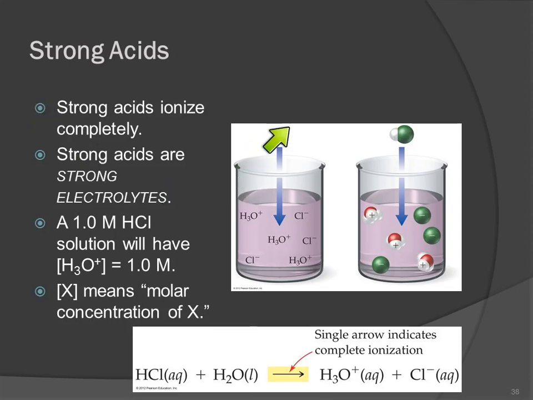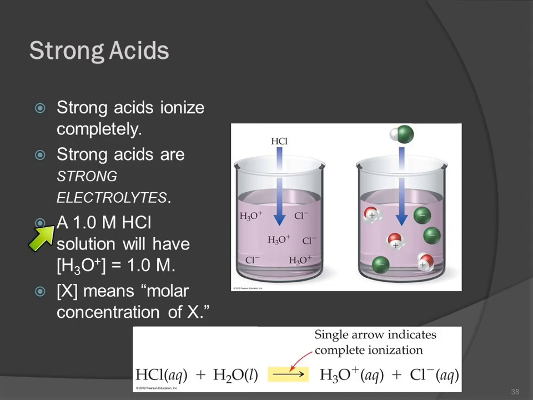So here we have an illustration, HCl in the water, and it ionizes completely. We don't see any HCl molecules in the solution. Here's the space-filling models. We've got these hydronium ions and we've got chloride ions. We don't see any of the HCl molecules. That's what a strong acid does. A strong acid is a strong electrolyte.